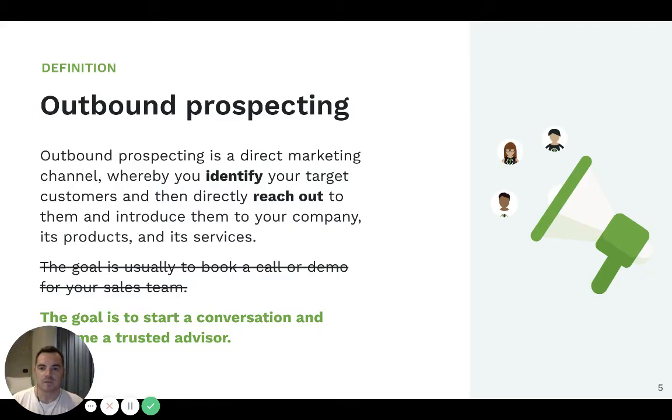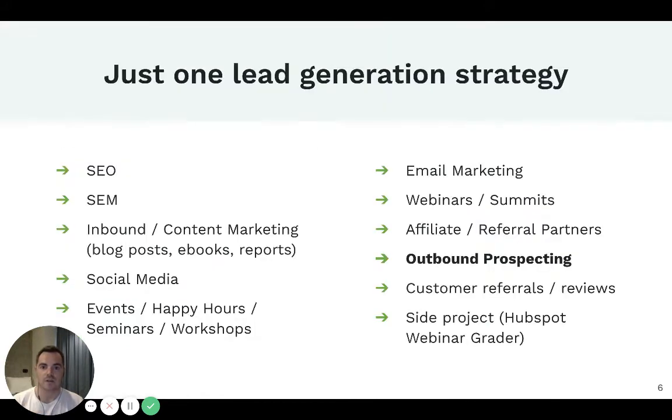So I thought I'd start with a definition. There are lots of definitions, but this one I believe rings true. For me, outbound prospecting is a direct marketing channel whereby you identify your target customers and directly reach out to them and introduce them to your company, its products, and its services. Now, a lot of people will say that the goal is usually to book a call or demo for your sales team. However, I believe that the goal is to start a conversation and to position yourself or your brand as a trusted advisor. So it's not all about the sell in the first email.